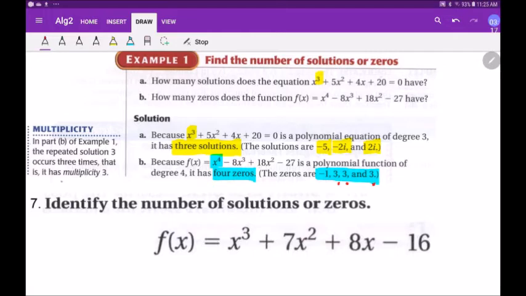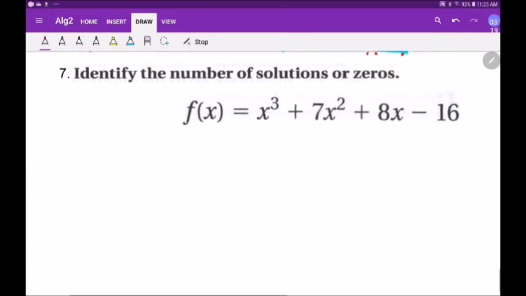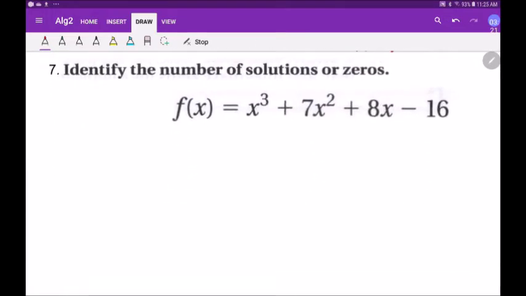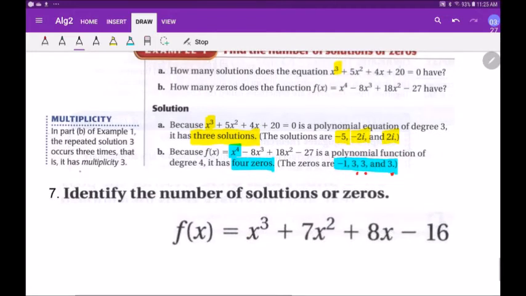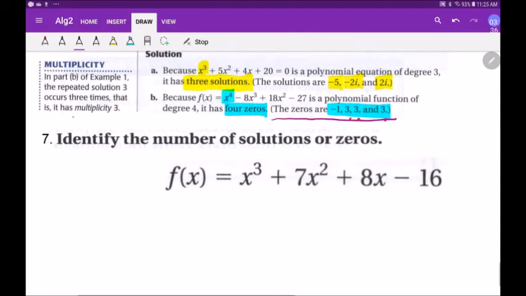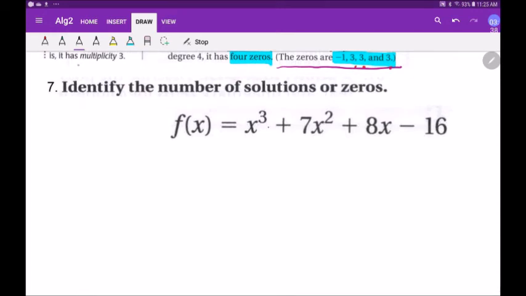Okay, so let's see what we have down here. Identify the number of solutions or zeros. Well, there's 3. And they tell us the solution's up here, so I feel like we should go ahead and find out exactly what they are. We could just say, hey, there's 3, the end. You told me to identify the number of solutions or zeros.